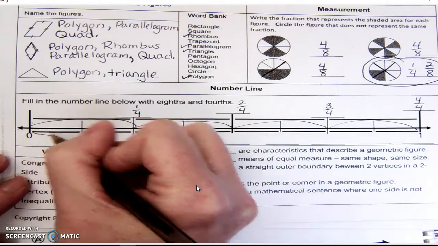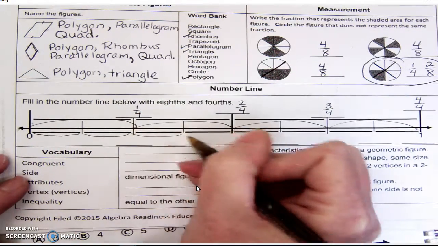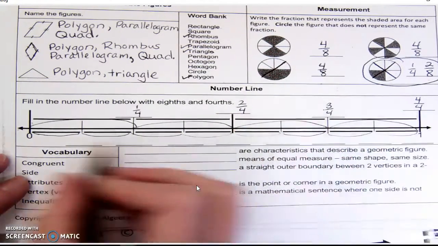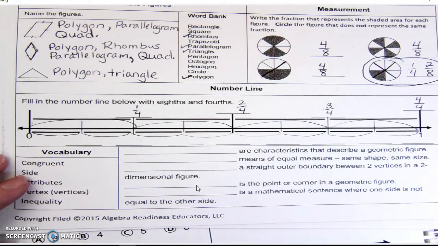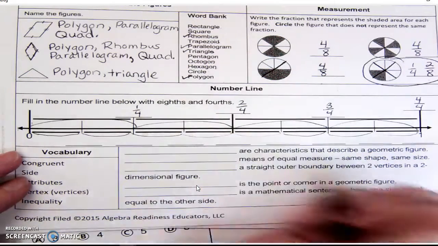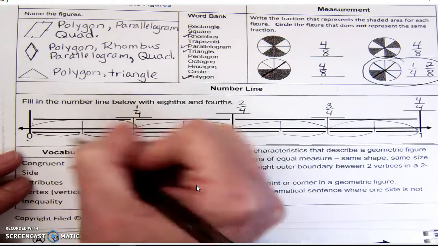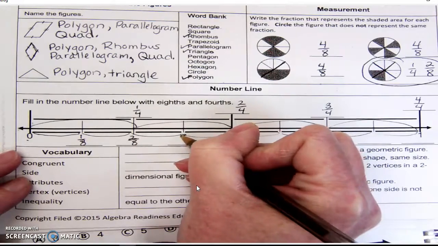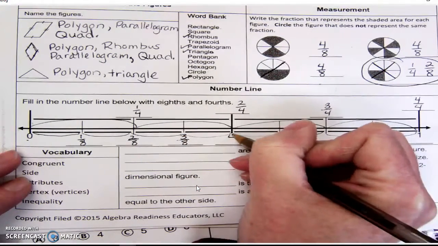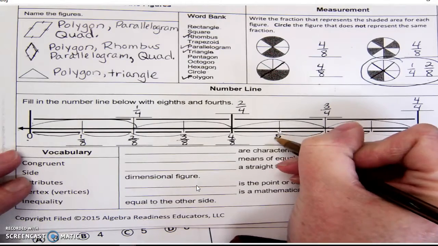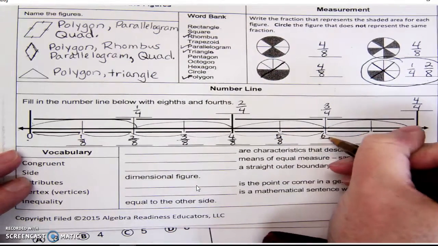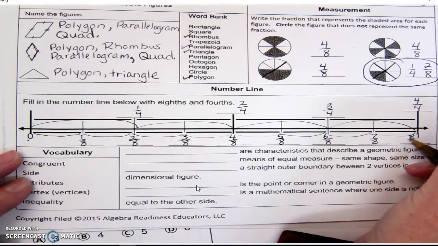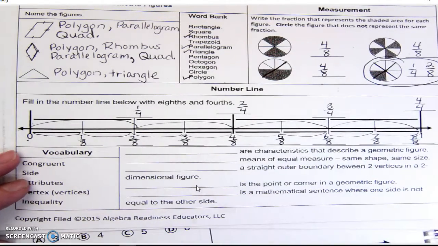On the bottom, there are 1, 2, 3, 4, 5, 6, 7, 8 sections that it's been cut into, 8 parts. So those are 8ths. This would be 0/8, 1/8, 2/8, 3/8, 4/8, 5/8, 6/8, 7/8, and 8/8, or 1 whole.